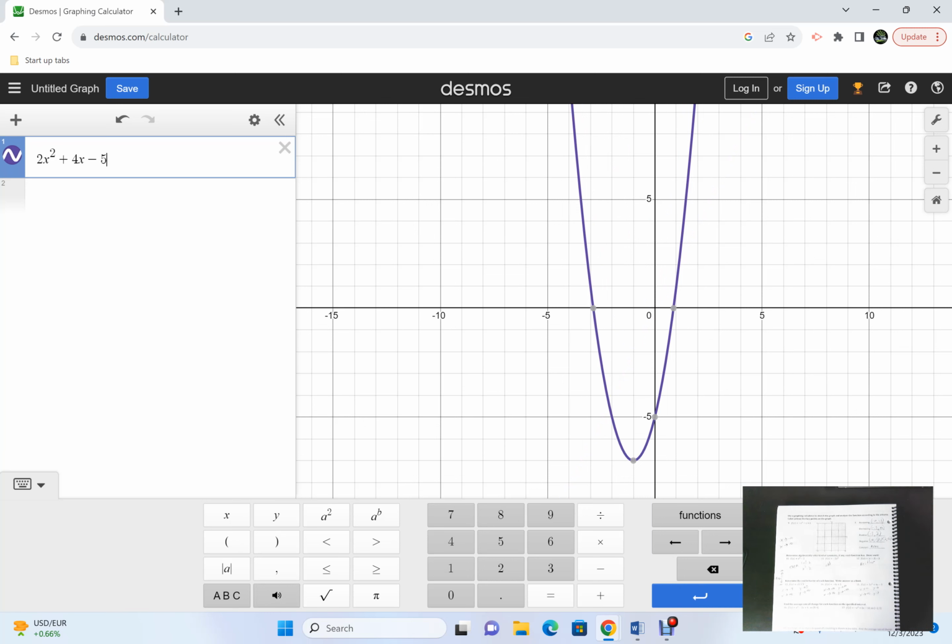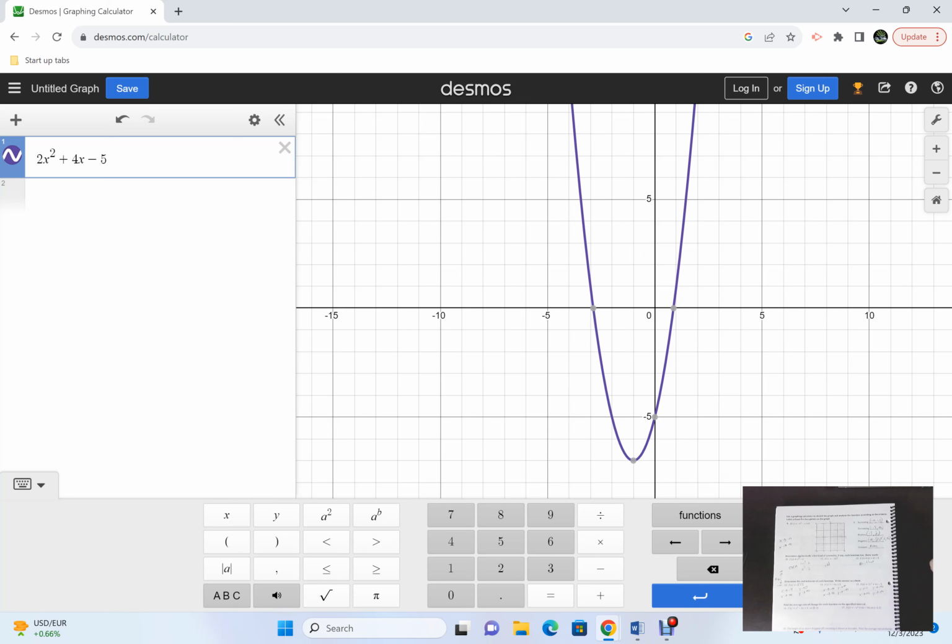Okay, there's my parabola. So as x goes to negative infinity, the line is going up forever. So as we go left, the line is going up, which means positive infinity. And then as we go right, my line is also going up, which also means it's going to positive infinity. So in both directions, it's going up to positive infinity, which makes sense if it's a U, right? Parabolas either go up forever or down forever, depending on if it's upside down or normal right side up.